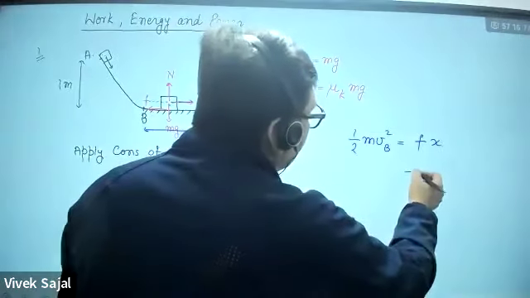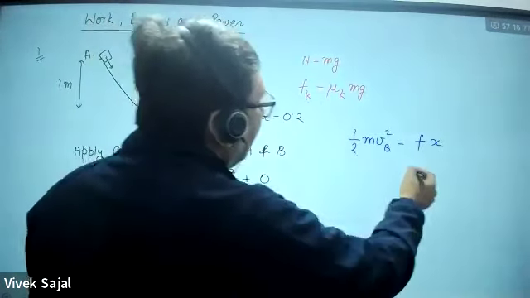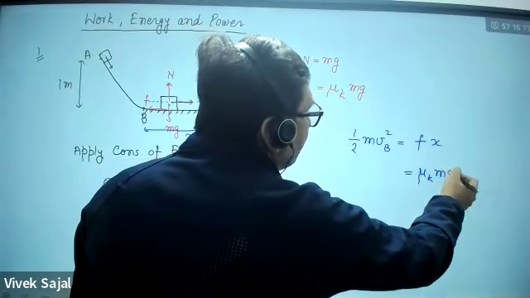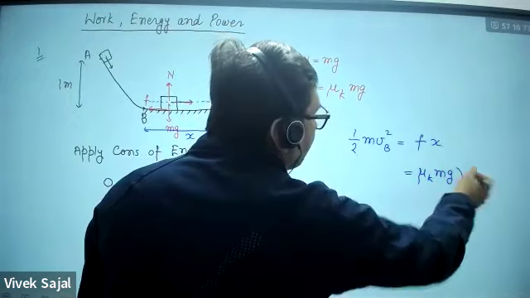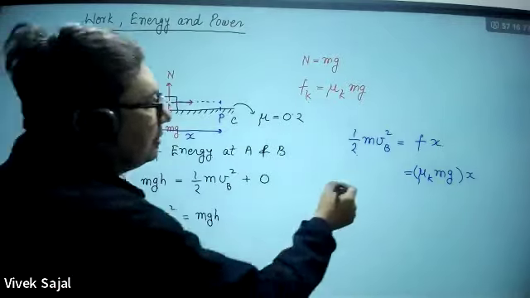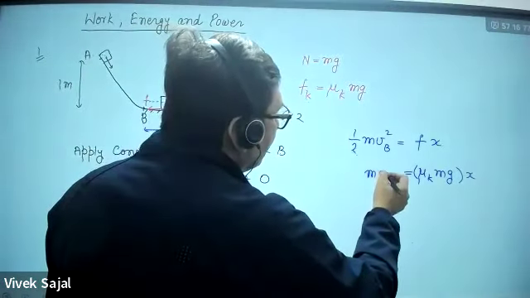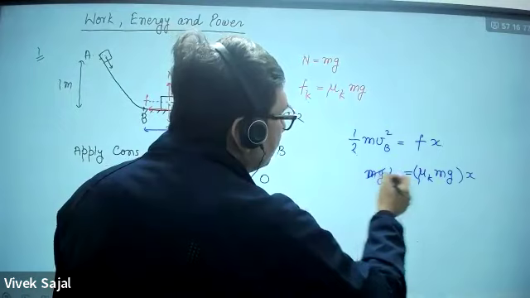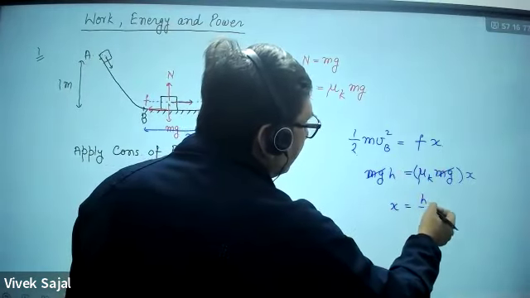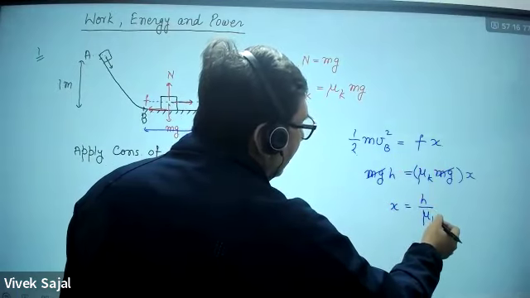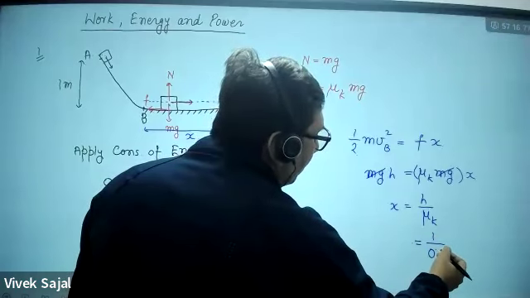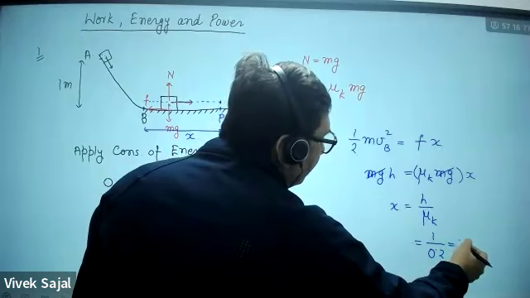So I'm writing here this value of f x is mu k mg. This is the force multiplied by x, distance traveled by it, and 1 by 2 mv square is equal to mgh. So mg is going to cancel out here, and x will be h upon mu k. h is 1 meter divided by 0.2. So this will be 5 meter.